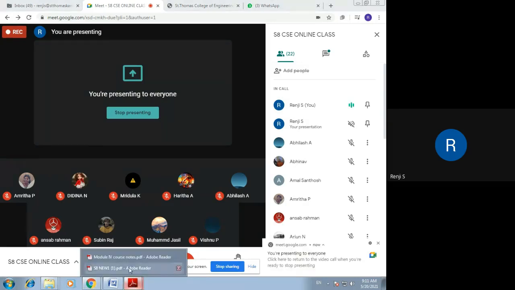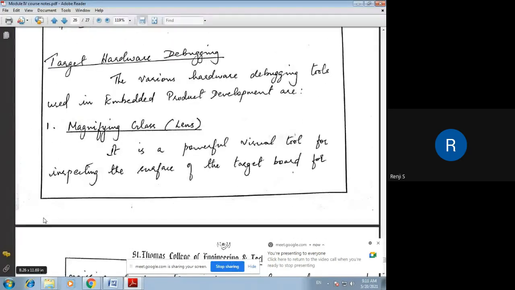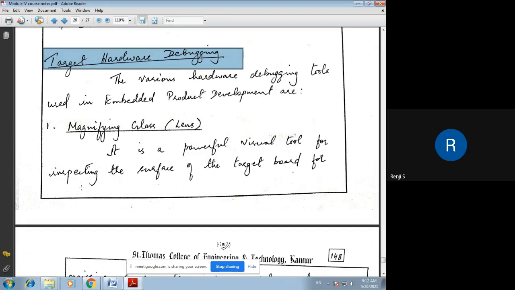So now let us move on to hardware debugging techniques. Target hardware debugging is also very simple. It means we are testing the hardware components on the target board. Here we are not focusing on the software or firmware part. We want to find out if all the components that we have integrated into the target board are working fine.